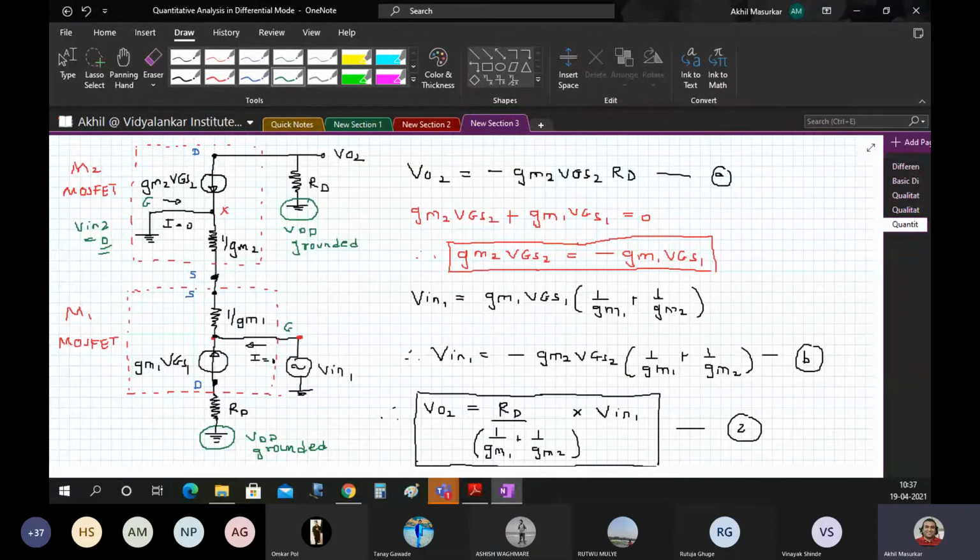Any doubts? Unmute and ask. Okay, Hemant, still I will give 2 minutes for all of you to write, and in case of doubts, please unmute and ask. All I am doing is sticking to KVL and KCL.